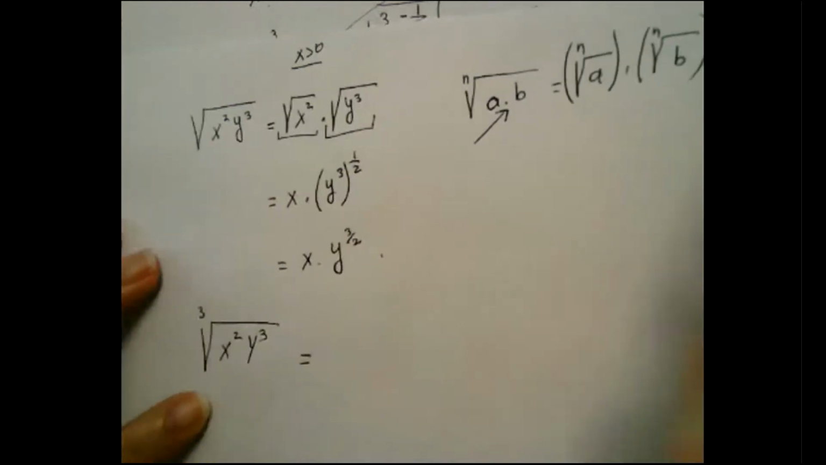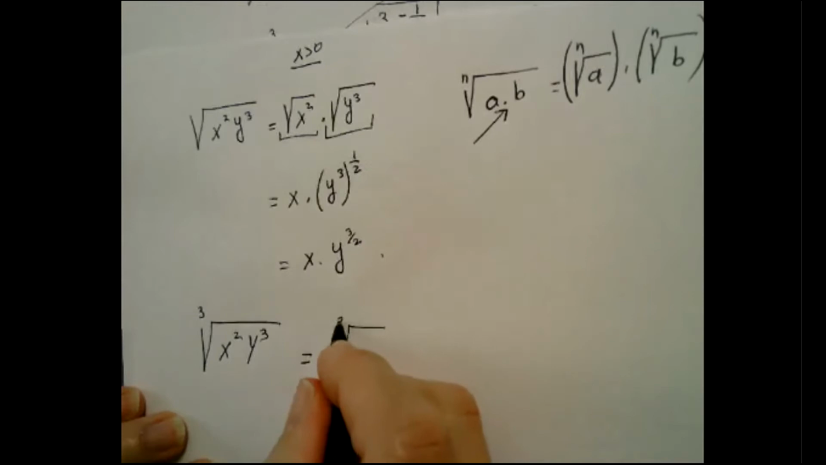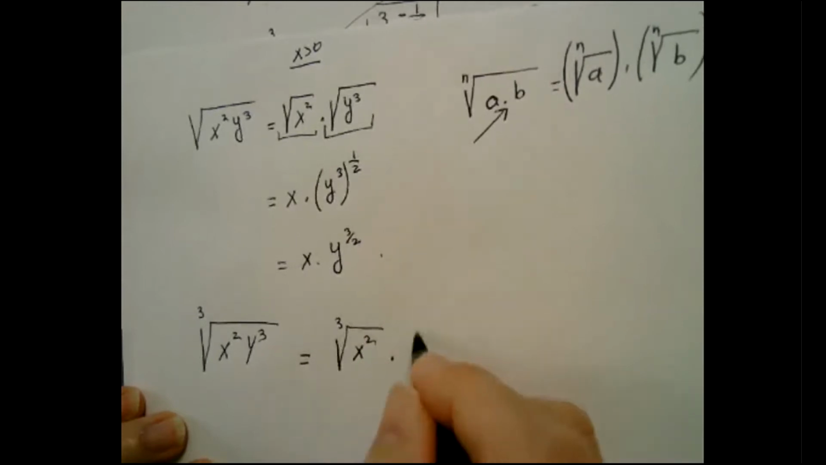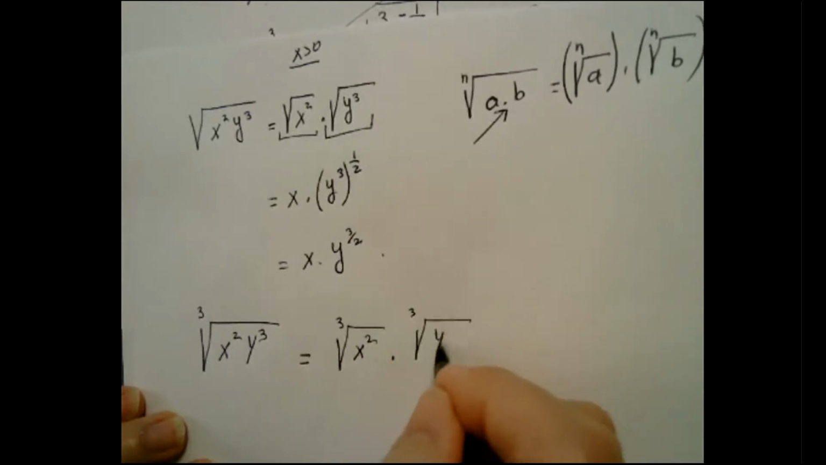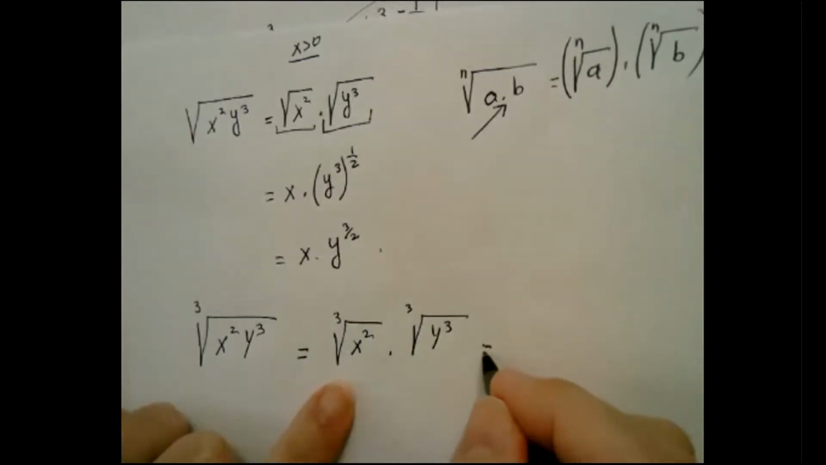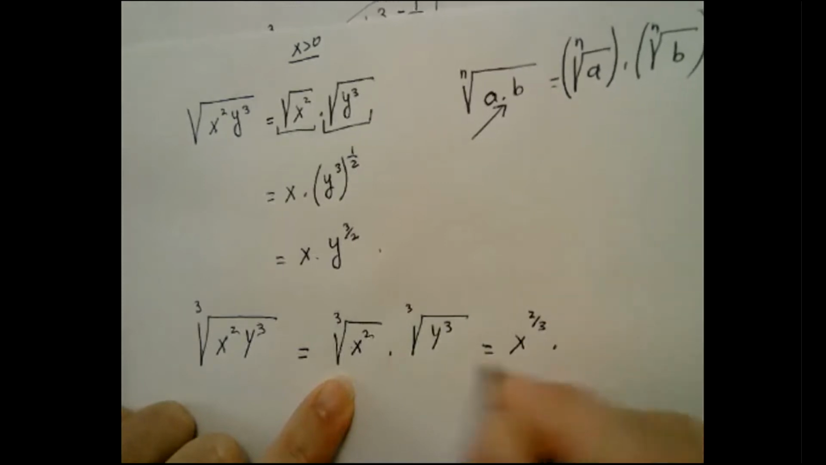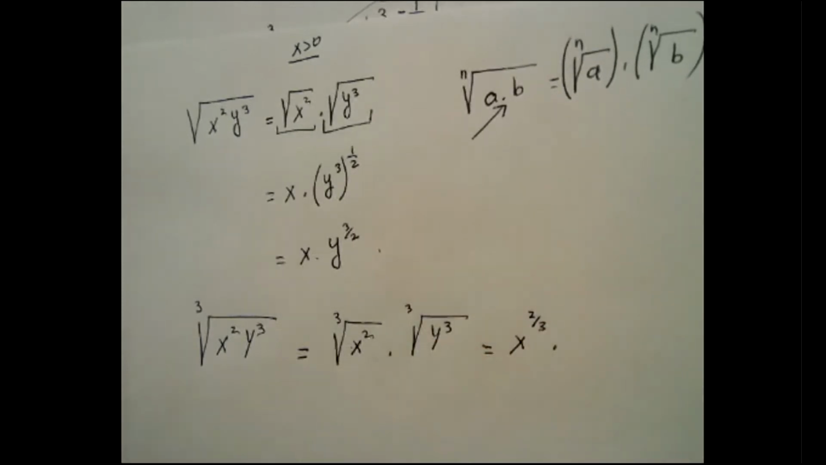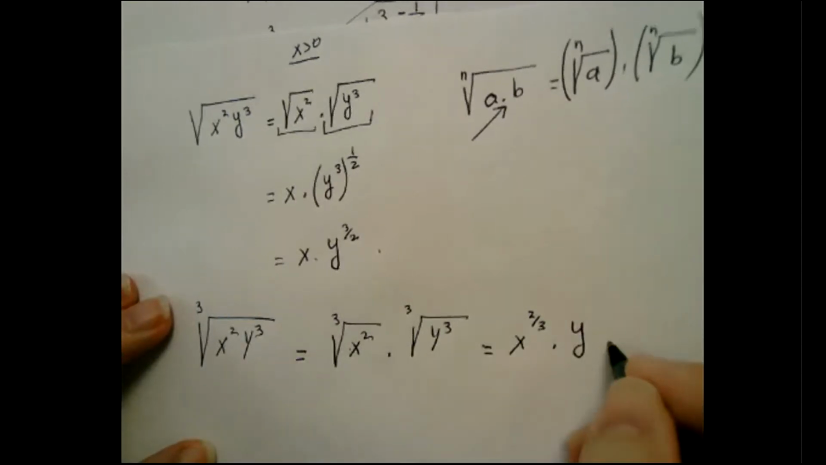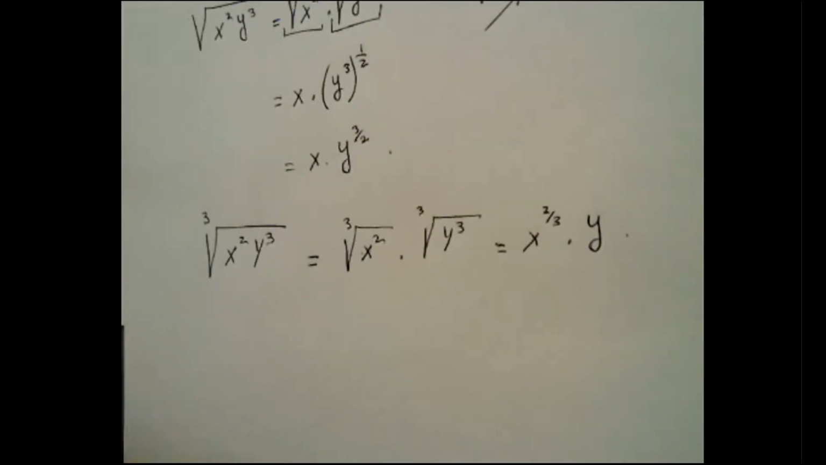Again, I'm using the same rule. If I have a product, I can split. So that's the cubic root of x squared, the cubic root of y cubed. Then I'm basically there. This is x to the 2/3. Cubic root of y cubed means the number which, when you take to the power 3, you get y cubed. It's y itself. Right, now we finalize with the last one.